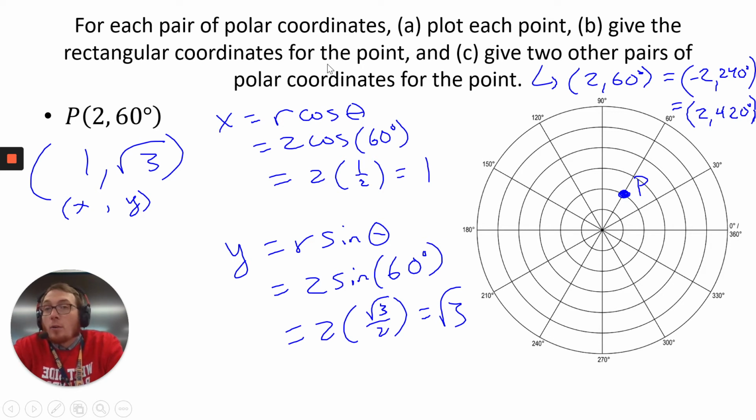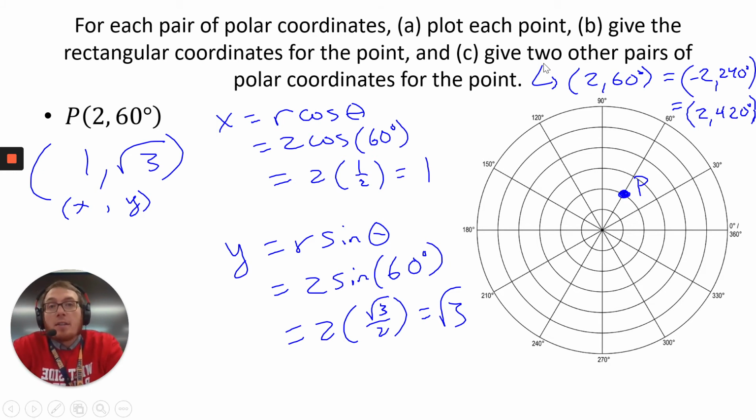Giving the rectangular coordinates of the point would strictly be plugging into x equals r cosine theta and y equals r sine theta. You just plug in 60 degrees for that, and you'll get 1 and root 3. That means in rectangular, it's (1, root 3) for your coordinate plane. So this would mean I went over to the right 1 and up root 3. That would get me to the same spot if I was using the x and y coordinate plane.